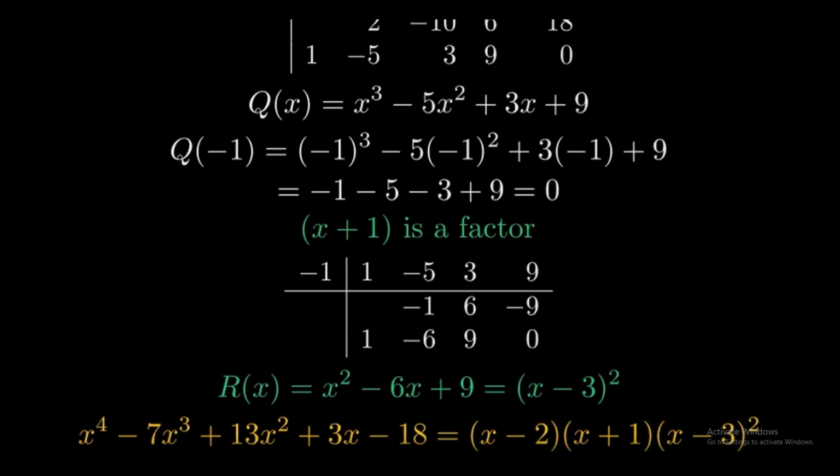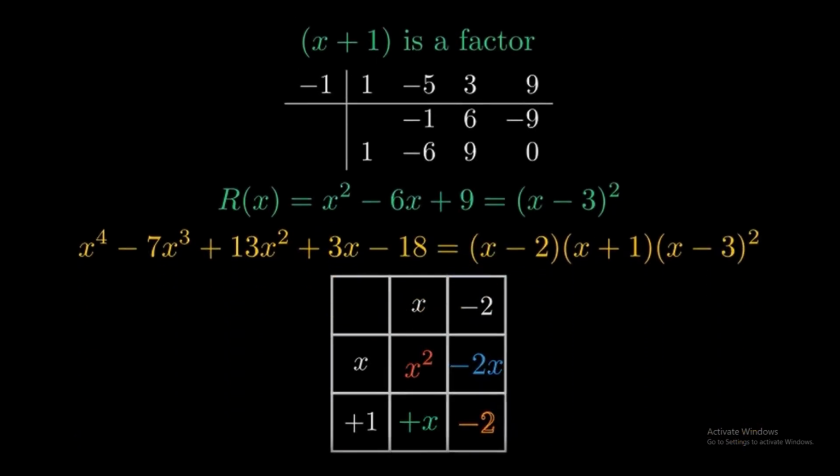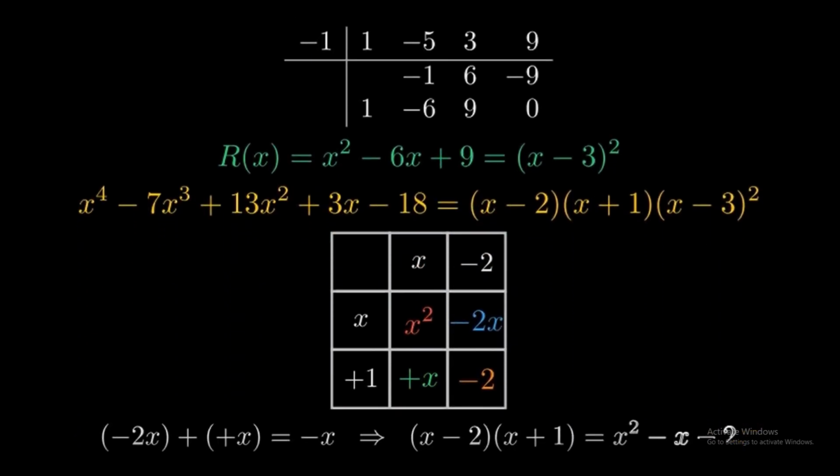We will now use the grid method with colors to multiply and verify that the product equals the original quartic. First grid, multiply x minus 2 by x plus 1. Fill the 2 by 2 box with the partial products. Combine negative 2x and positive x to get negative x, so the product is x squared minus x minus 2.